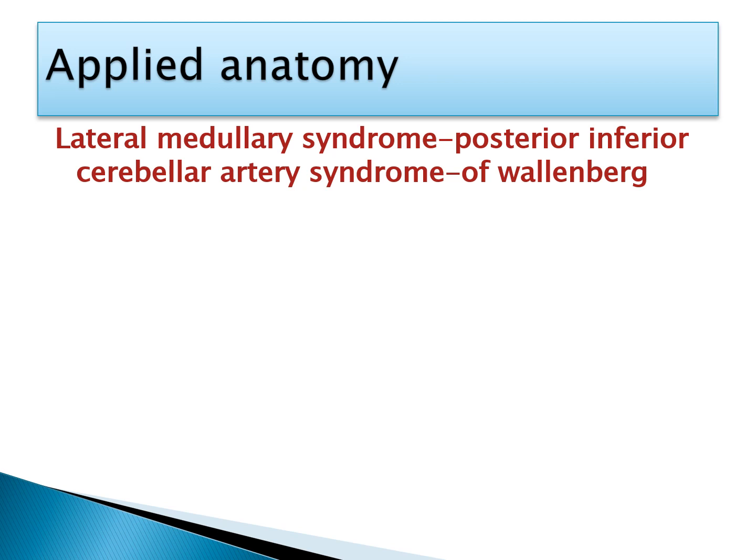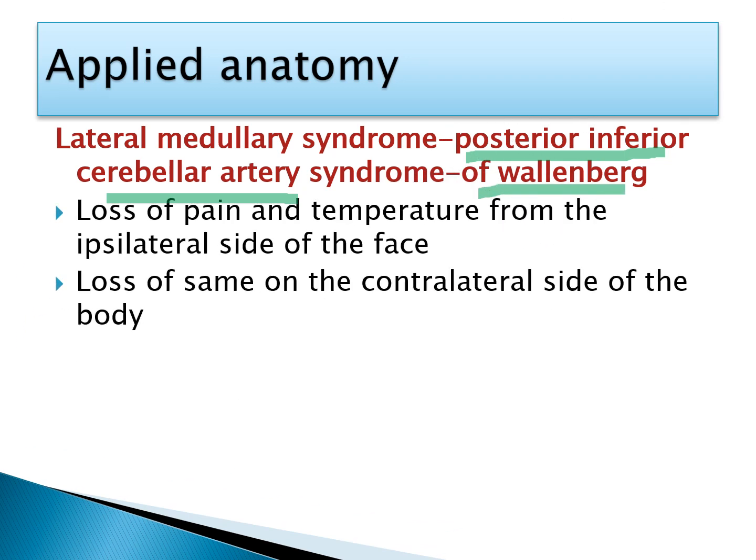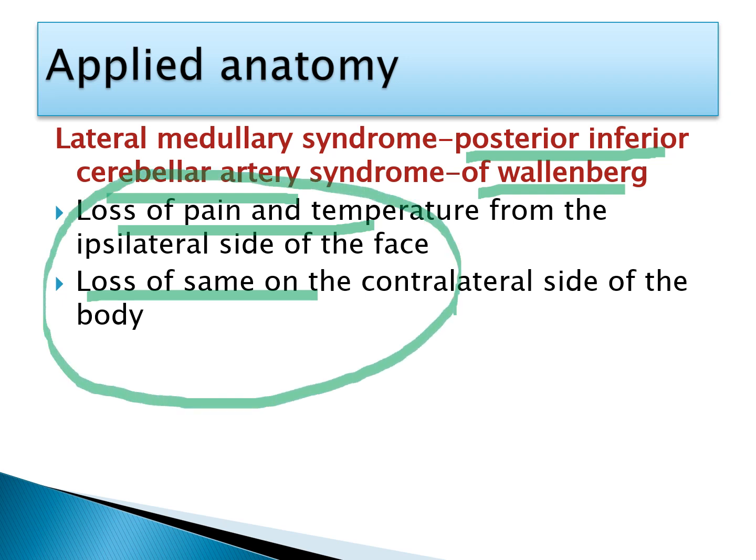What is lateral medullary syndrome? Otherwise, this artery is affected, the posterior inferior cerebellar artery. If you have learnt the arterial supply of the medulla oblongata, this is one of the arteries. So this is Wallenberg syndrome. If you see one side of the face, for example the right side, pain and temperature is lost. And in the body, pain and temperature on the contralateral side is affected. Now you should tell what tracts and what cranial nerve nuclei are affected in this syndrome, so that you will be able to correlate clinically.